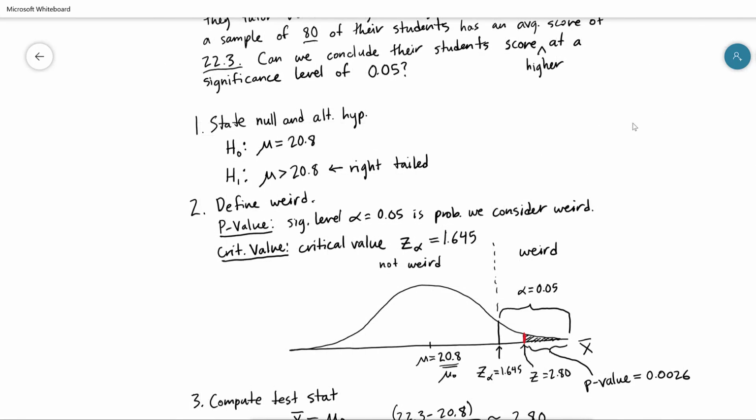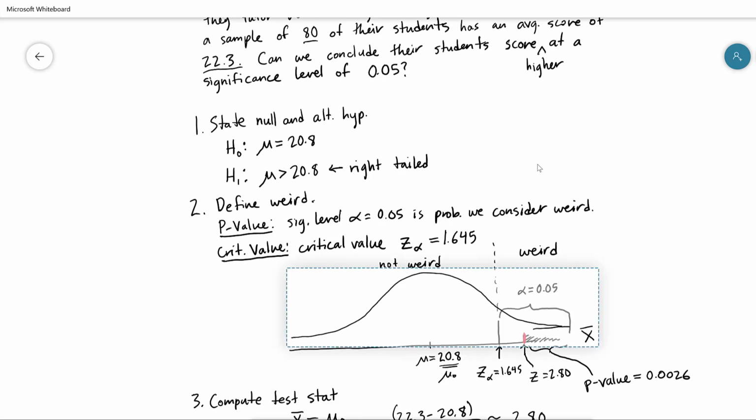Going back up to the null hypothesis, the null hypothesis stated that we think that the average score of these students that take this test prep class is really the same as everybody else. We just rejected that idea. We rejected the idea that the average score of these test prep students is also 20.8. If we rejected this, what we're going to do instead is accept the alternate hypothesis that their scores really are actually higher, that we think mu is greater than 20.8.